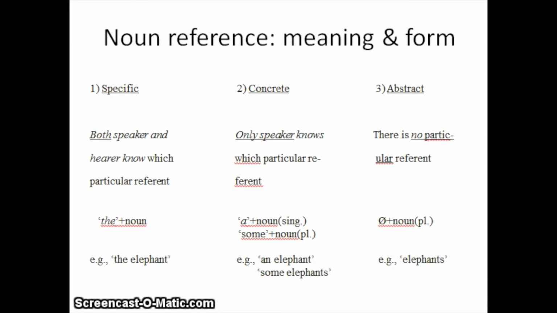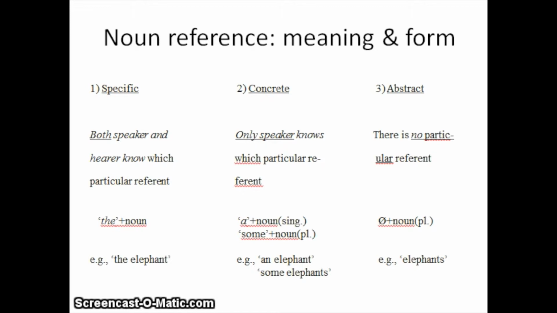Hello! This fifth video continues from the previous video on abstract reference by presenting some of the usage situations that affect the way abstract reference is expressed in English. But first, let's review the usage patterns for articles and noun reference that we have discussed so far.